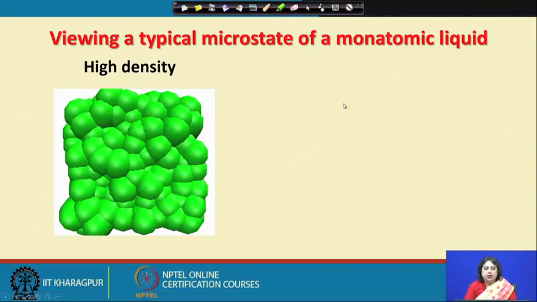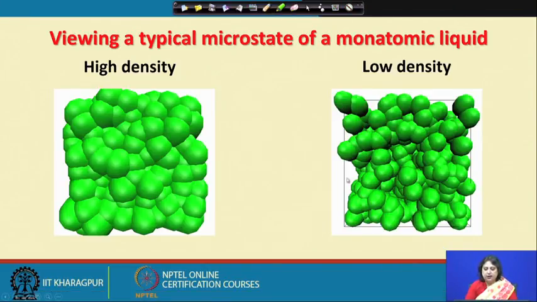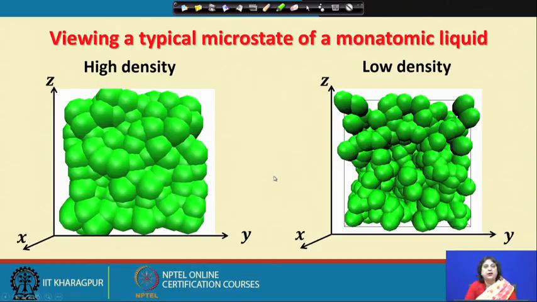If I had a low density sample, you would see that there are lots of void spaces, and although some of them are touching each other, there are void spaces where no atoms are present. Now, if I want a quantitative description of microstates like this, I will set up the laboratory fixed frame of reference, like the x, y, z coordinates, and for each atom I will associate a three-dimensional vector giving its x, y, z coordinates.